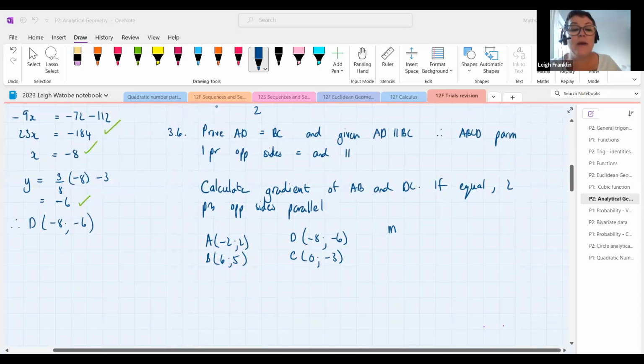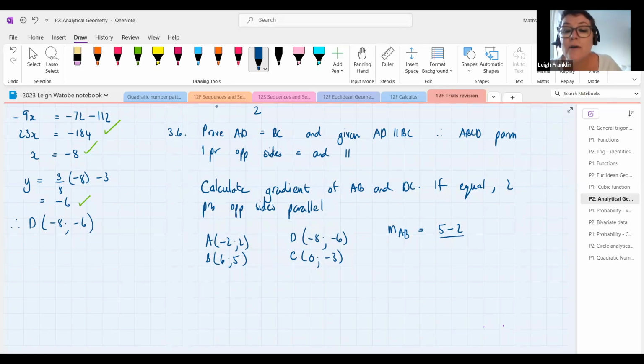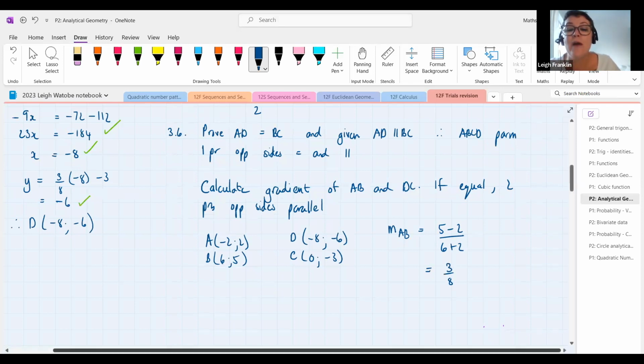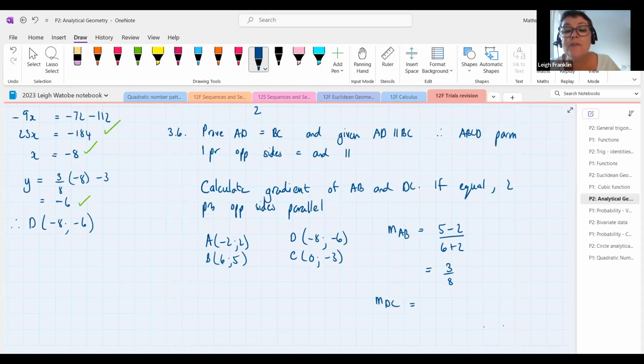Okay, so the first thing that we want to do is calculate the gradient. We want to calculate the gradient of AB first of all. So we would say 5 minus 2 over 6 plus 2. That's going to leave us with 3 over 8. Now we want to calculate the gradient of DC. So this is what I'm getting at. Tell them what you're calculating the gradient of, especially if it's 2 different gradients in one question, so that the person marking your work can see easily what it is that you're doing. So we would have -6 plus 3 over -8 plus 0.